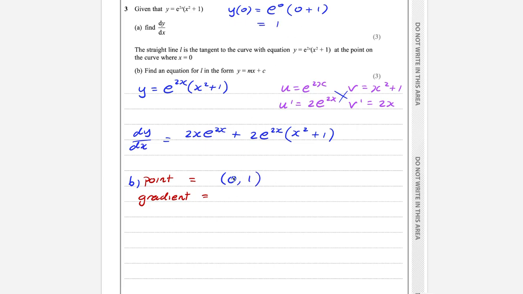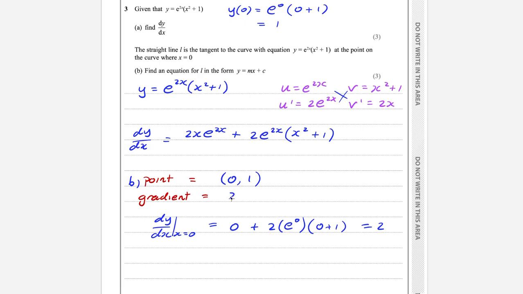The gradient, well, I want dy dx when x is 0. So dy dx, I'm just going to write it like this, when x is 0, is equal to, this becomes 0. So that's just 0, plus 2 times e to the 0, which is 1, times, again, 0 plus 1, which is 1. So it's 2 times 1 times 1, which is 2.